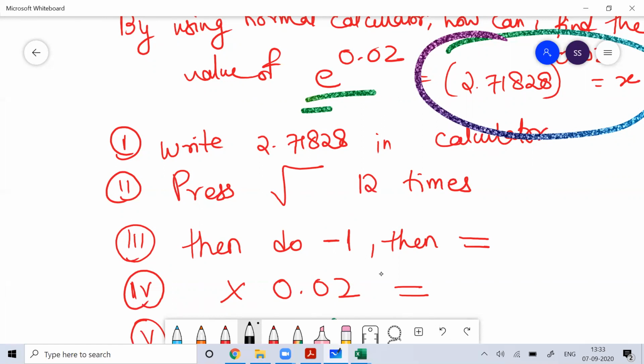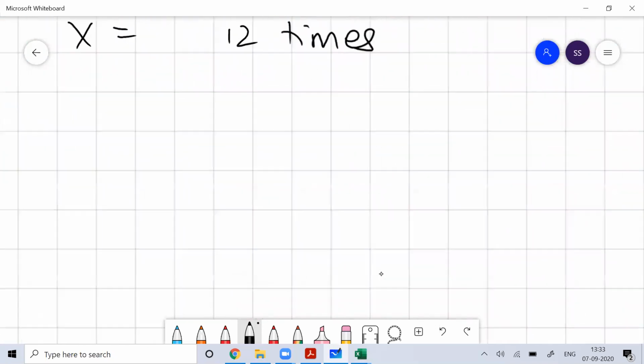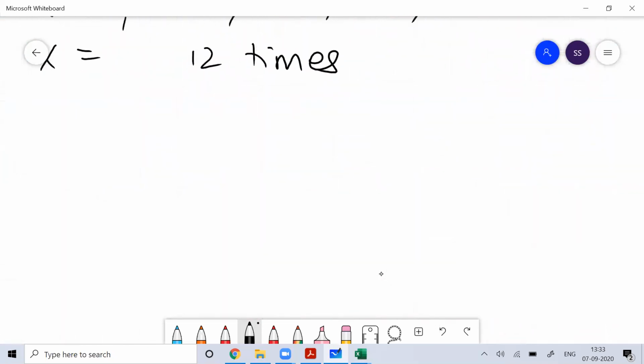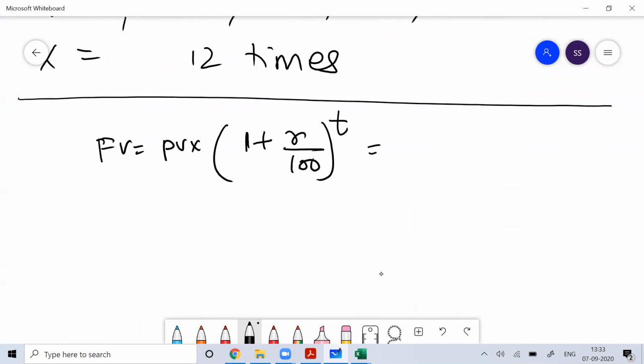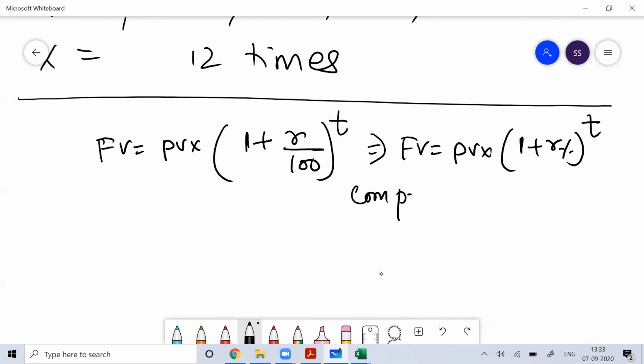When we talk about derivatives, understand that derivatives follow continuous compounding. Basically, it derives from compound interest only. If you remember the compound interest formula, future value is equal to present value into 1 plus r by 100 to the power t. You can write this as future value equals present value into 1 plus r percent to the power t. Everyone knows this formula of compound interest.